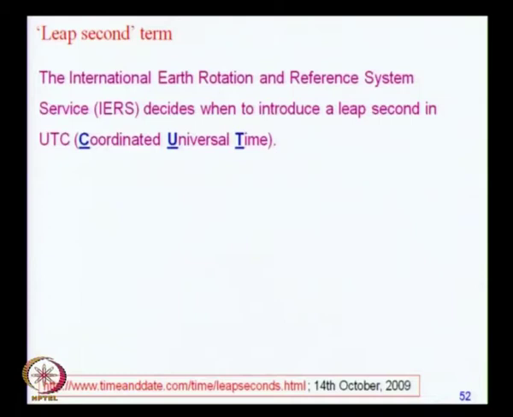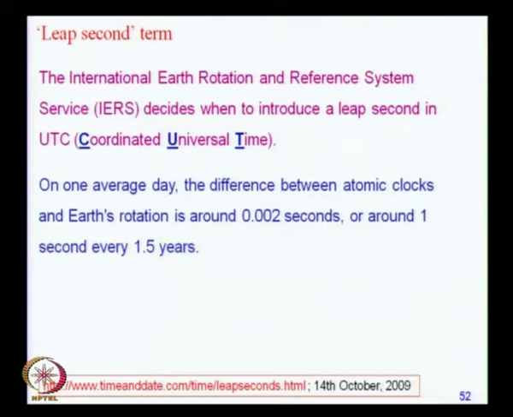and this agency is authorized to introduce the leap second correction, and it does so every once in a while, whenever it deems it fit. And the average difference between an atomic clock and the Earth's rotation is about 1 second every 1.5 years. But as we have already noticed, it is not the same every year. So, no big point talking about the average, but that is the order of magnitude.